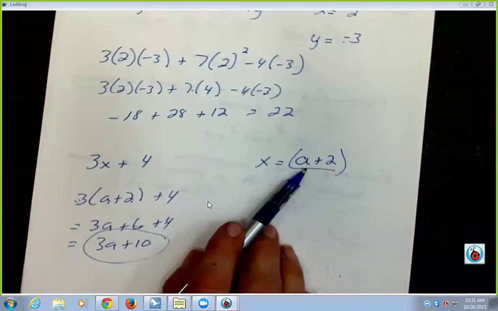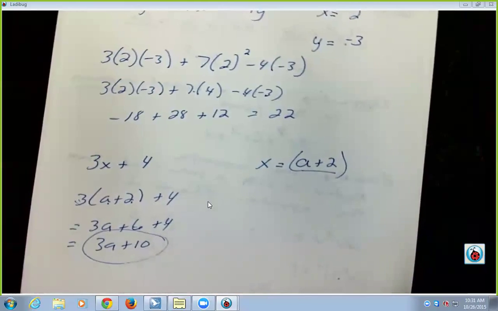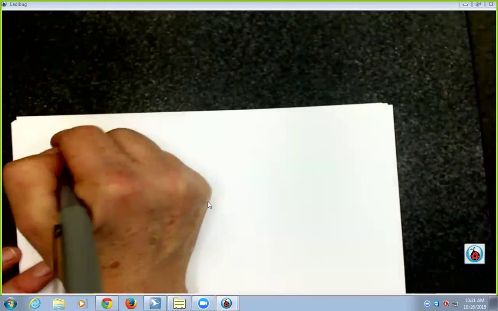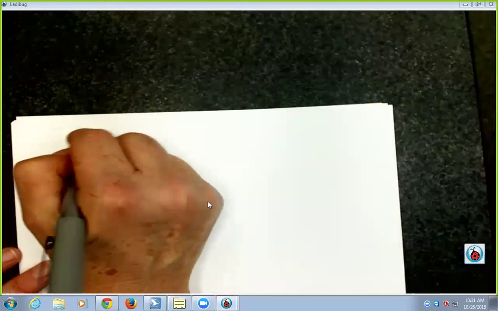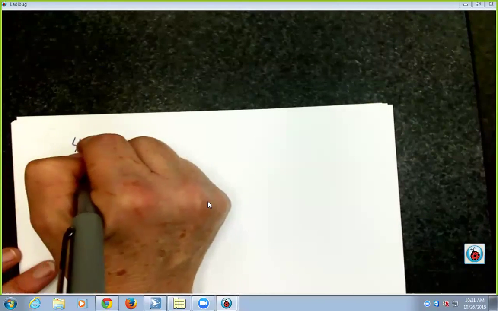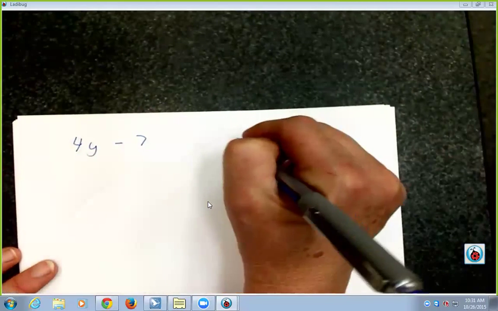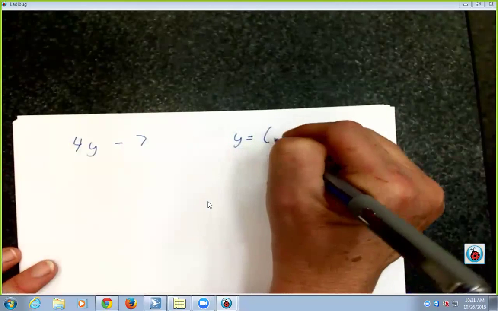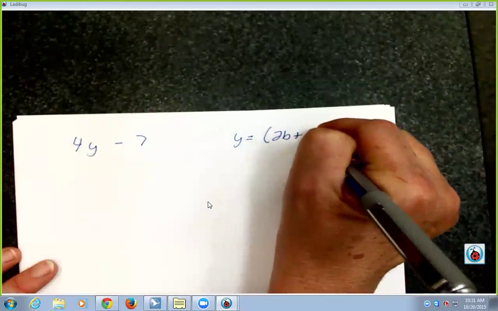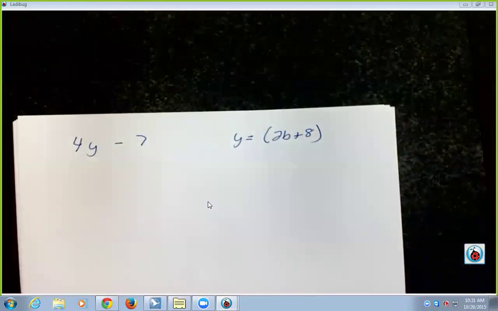You do another one of those? I think we might, let's do one more, just out of curiosity. See if you guys can get the answer to this one. 4y minus 7, and we're going to replace y with 2b plus 8. See what comes out of that one. So see if you can work it out. Figure out what your answer would be.